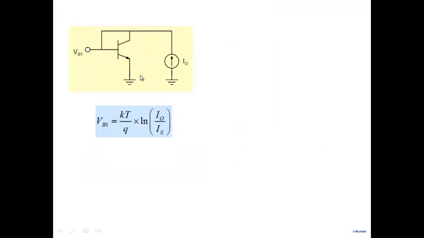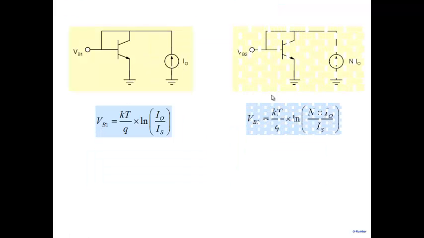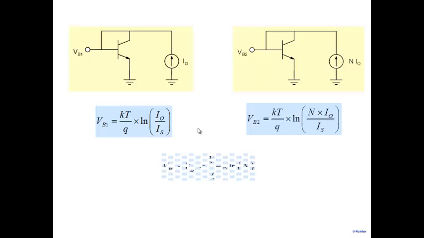So very simply, what I can do is the following. I can pass I0, measure VB1, and then I can pass a current which is N times I0, and then measure VB2. VB2 will be kT by q ln N times I0 by Is. So I measure VB1 and I measure VB2 and I take the difference between the two. VB2 minus VB1 is equal to kT by q ln N.